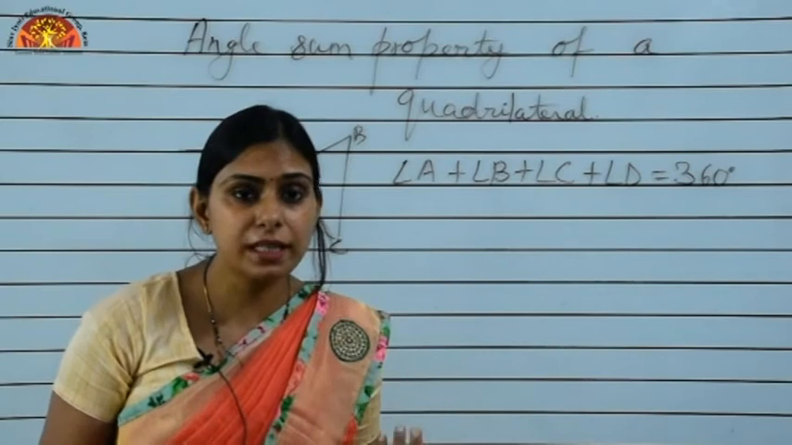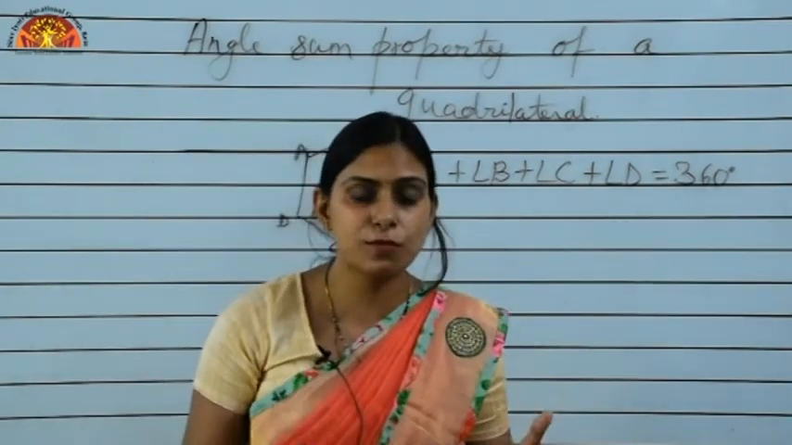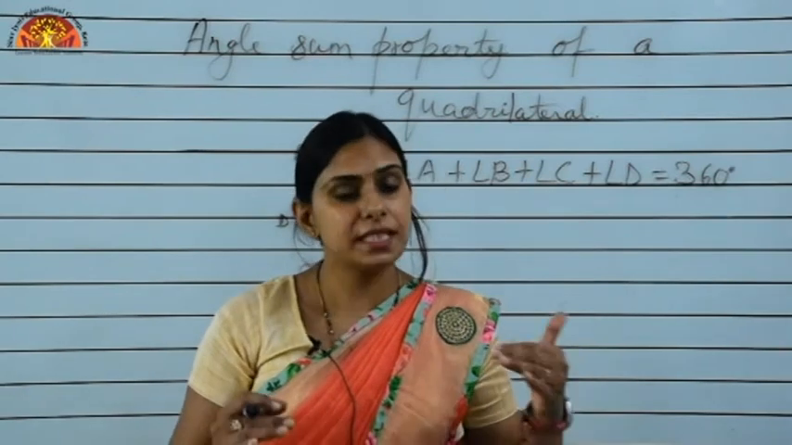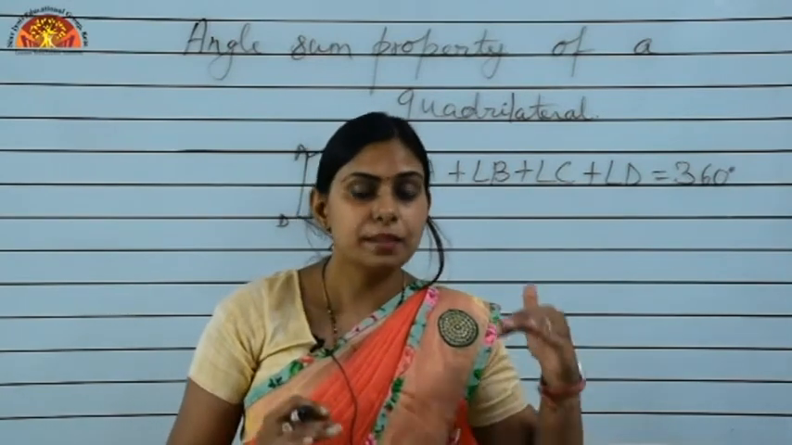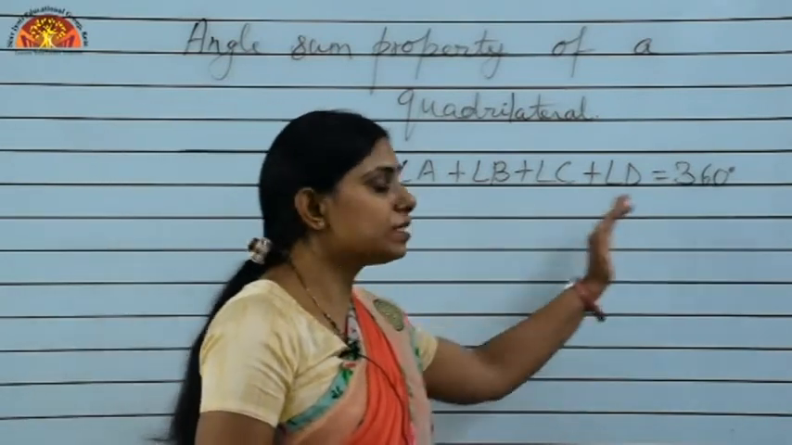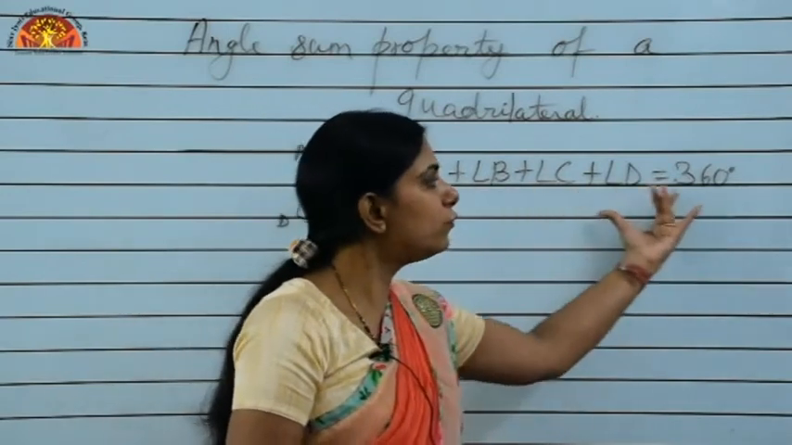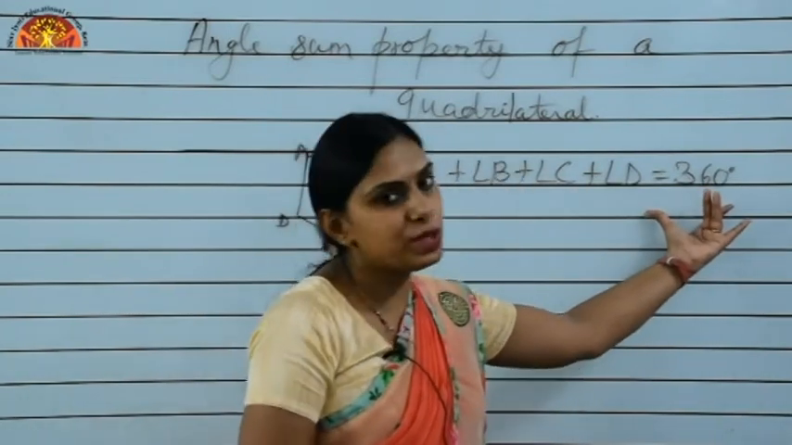And what was the angle sum property of a triangle, if you remember? Angle sum property triangle की केस में क्या होती? That is, the sum of all the 3 angles is equal to 180 degree. And for the quadrilateral, the sum of all the angles is equal to 360 degree. Here there are 4 angles, so the sum of all the 4 angles comes out to be 360 degree.